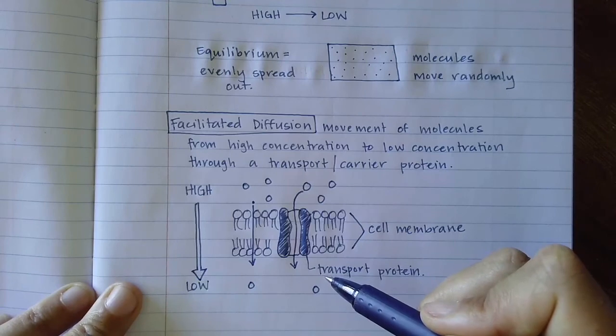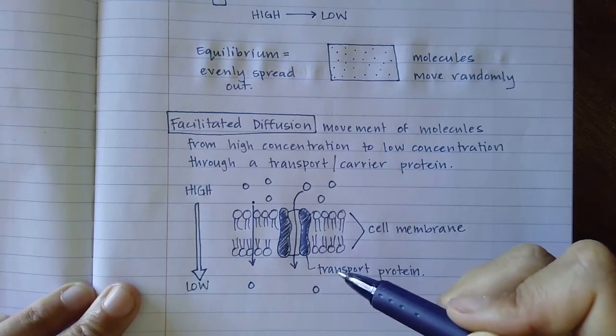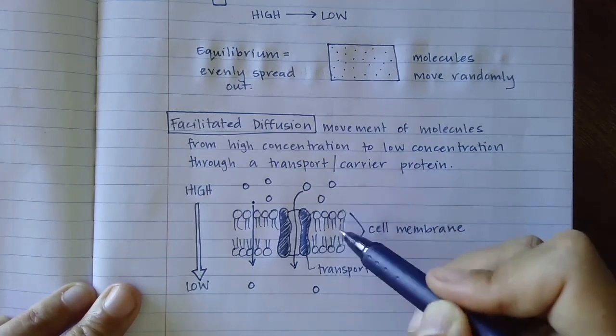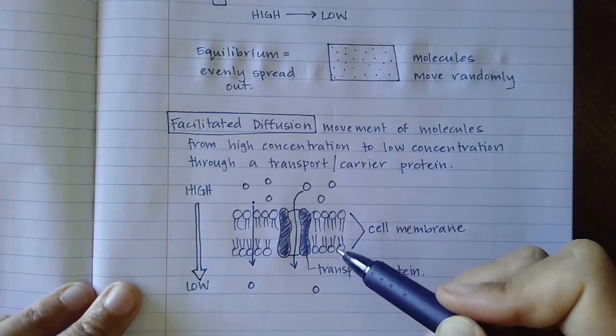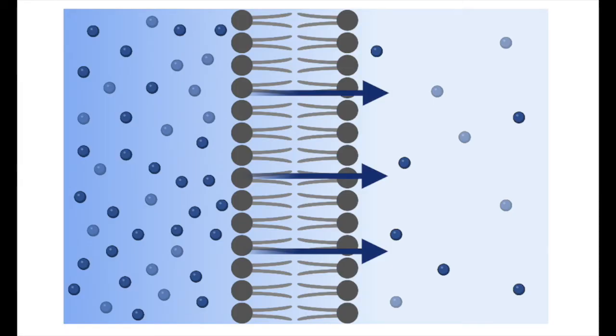So facilitated diffusion is diffusion that is helped by a protein, because otherwise the molecules are too large to move through our cell membrane. So let's practice. Does this diagram represent facilitated diffusion? No. Even though the molecules are moving from high concentration to low concentration, they're moving directly through the membrane. This is just regular diffusion.